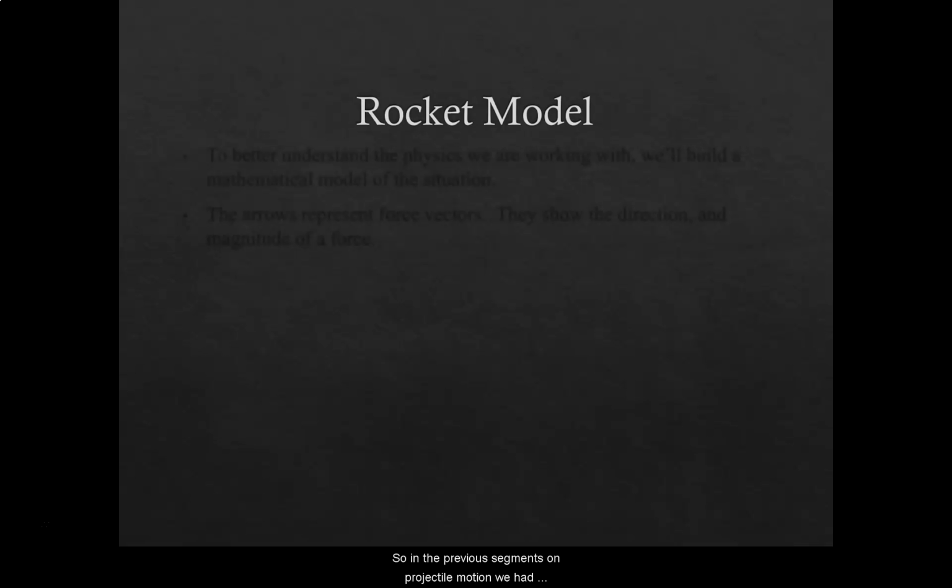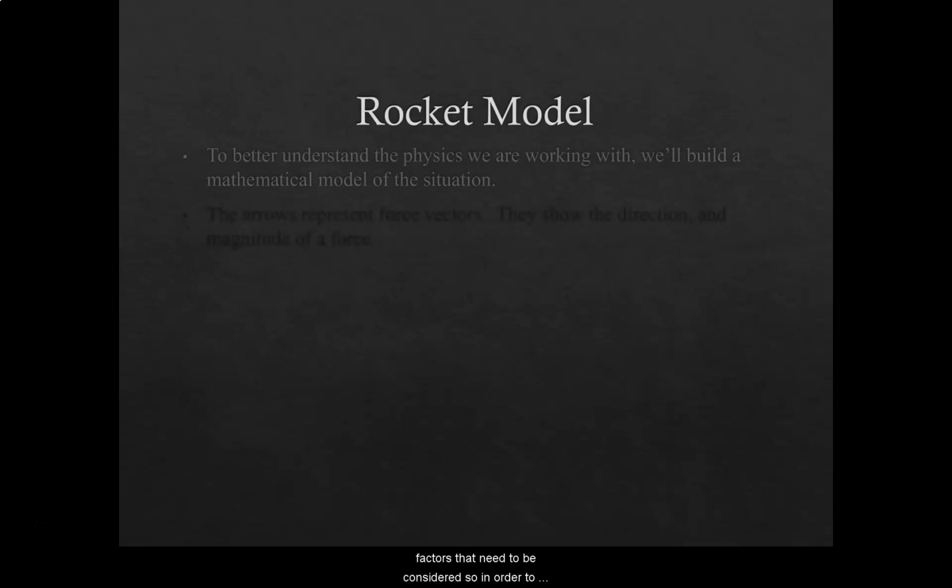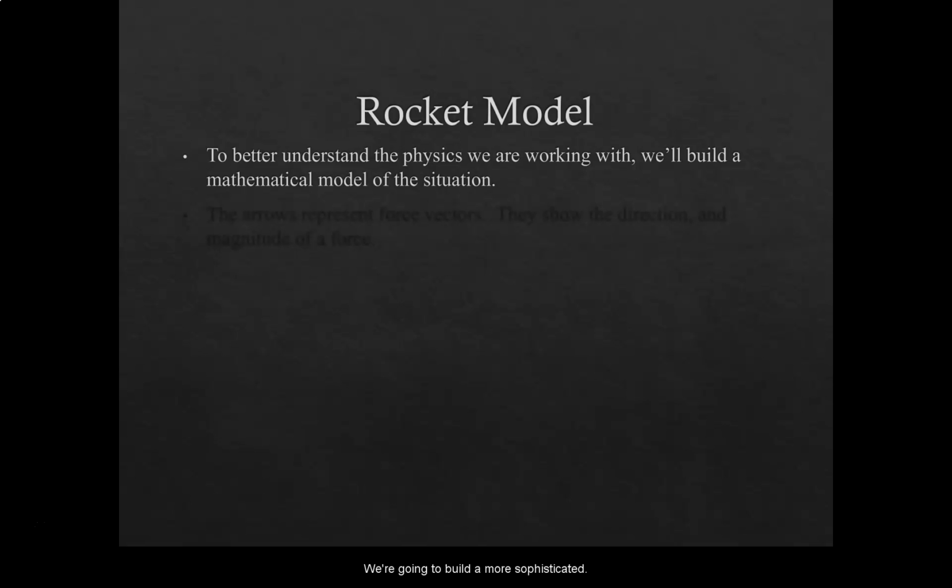So in the previous segment on projectile motion, we had introduced a very basic model for the flight of a rocket. We used the projectile that is moving upward as well as horizontally. It traced out a parabolic trajectory above the ground, and then it returned to the ground at some later point. Now, a real rocket, of course, has a number of additional factors that need to be considered. So in order to better understand the physics that we are working with, we're going to build a more sophisticated mathematical model of the situation.